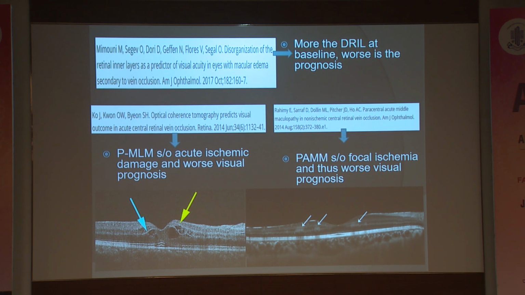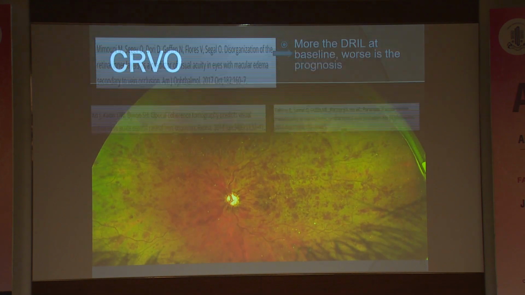And here you can see the thickening of the middle limiting membrane, which is a sign of acute ischemic damage, and these are the patients who usually have slightly worse visual acuity, especially if they are associated with paracentral acute middle maculopathy. Now you can see, even though there is no fluid here, and not much edema here, these are poor prognostic factors, called the OCT biomarkers in the case of vein occlusions.